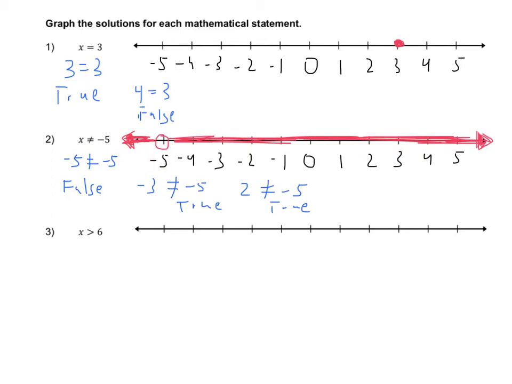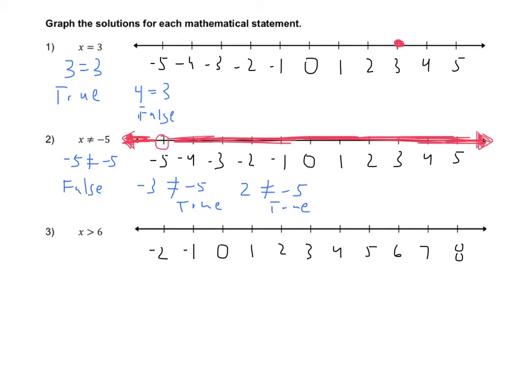Alright, number 3. I have x is greater than 6. Okay, let's set up our number line. And when you set up your number line, I want to mention that you don't have to put 0 in the middle. So I could put 0, let's say, here, if I wanted to. As long as 0 is in your picture, we're good. It doesn't have to be in the middle. Alright, so let's think about what this graph might look like. Let's think about what numbers would make this true.